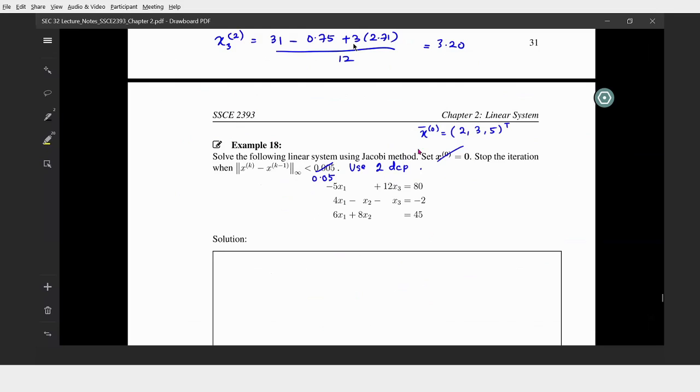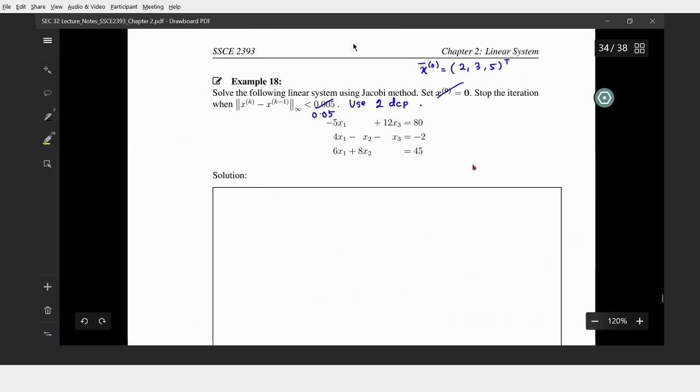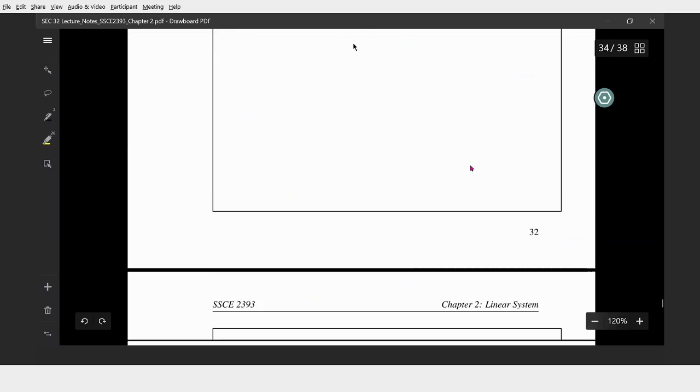I hope it is not more than 6 iterations. The normal number of iterations in the test is normally 5 to 6 for Jacobi and Gauss-Seidel. If you end up with 8 or up to 10, then maybe you need to recheck your calculation. That's on the Jacobi.